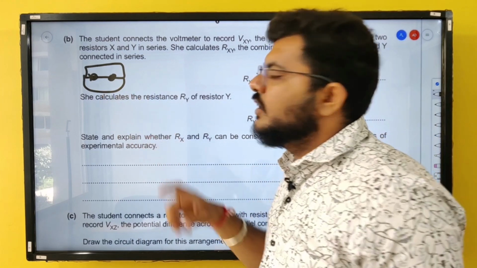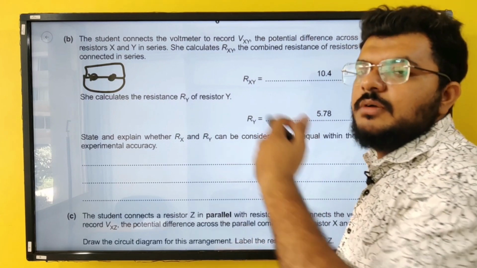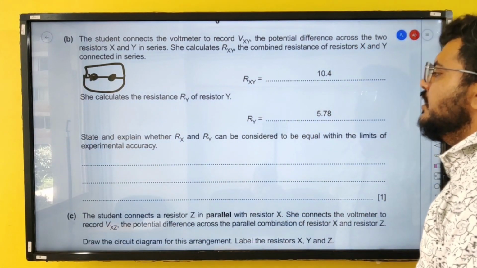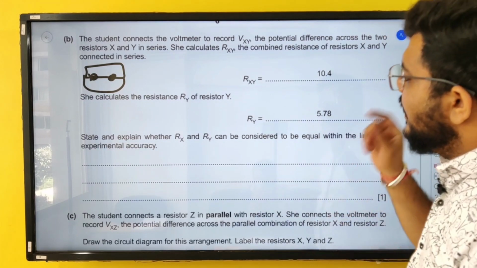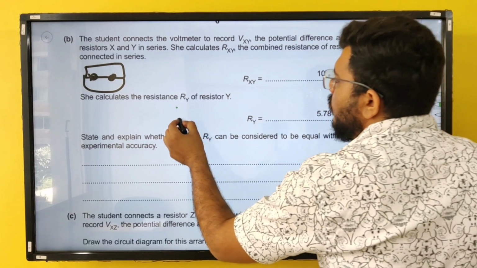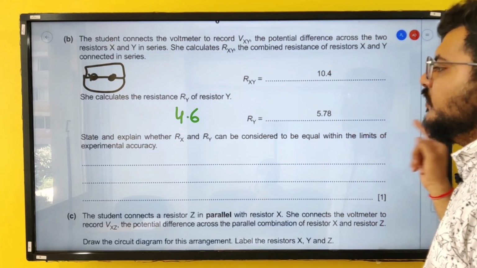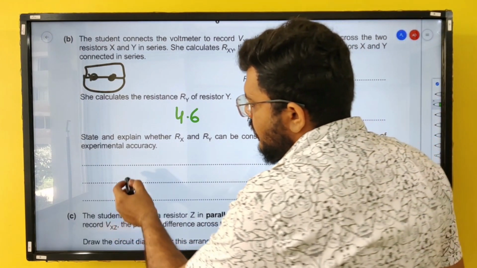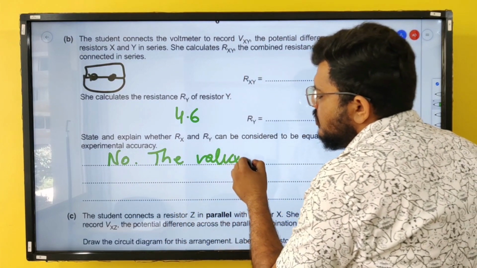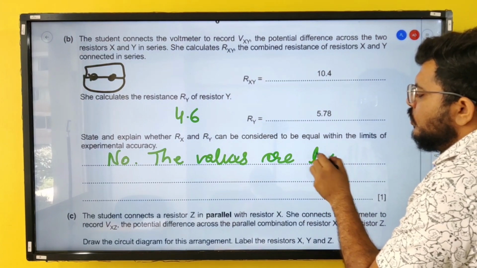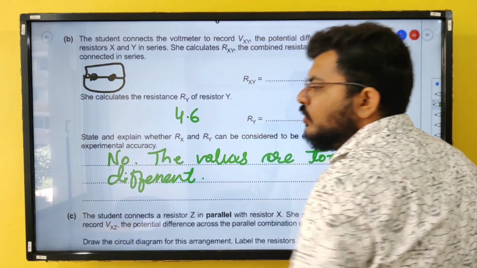So from the same method, what did they do? They measure the voltage. Now the current across both of them is the same. So they therefore find the total resistance, out of which they subtract Rx, and therefore they find Ry, which is 5.78. They are asking, state and explain whether Rx, which was 4.6, and Ry can be considered to be equal within the limits of experimental accuracy. Obviously, no, the values are too different, right? The difference is too much.